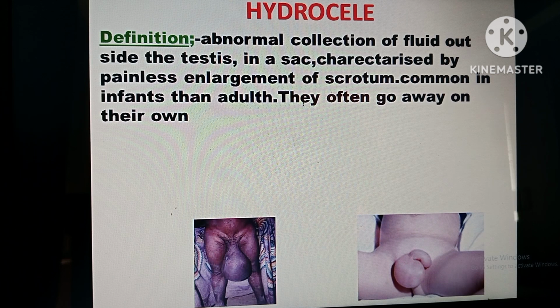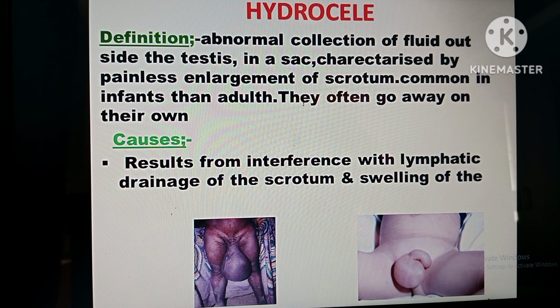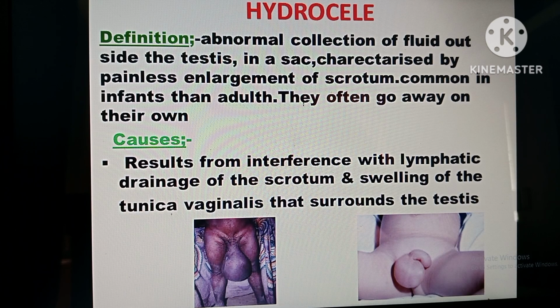Usually it goes away on its own, but sometimes it may not. Okay, so what are the causes of hydrocele? The major cause is interference with lymphatic drainage of the scrotum and swelling of the tunica vaginalis that surrounds the testis.